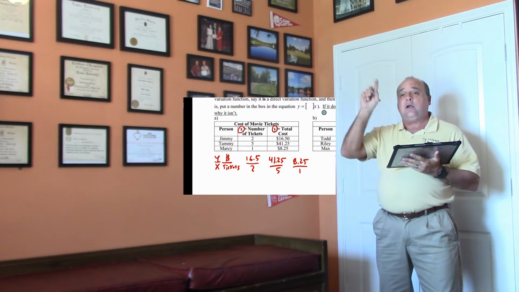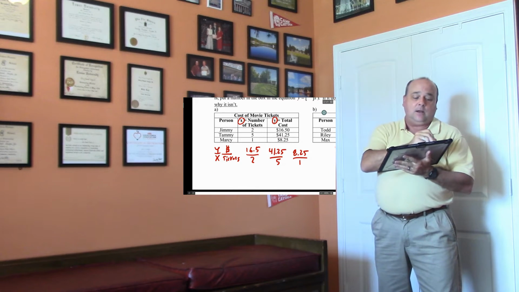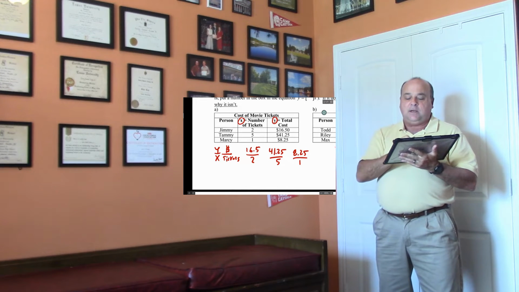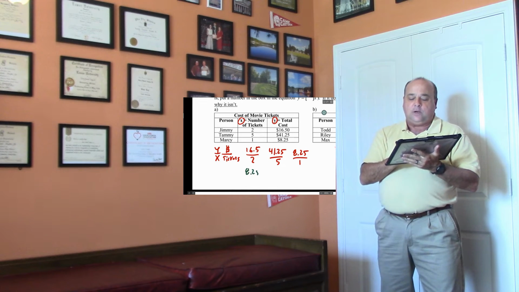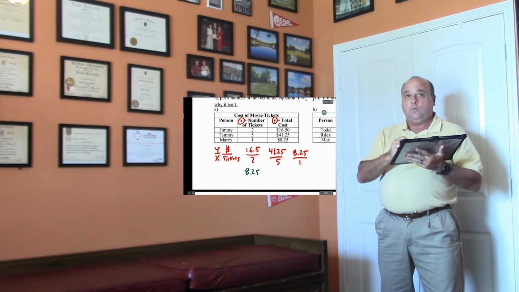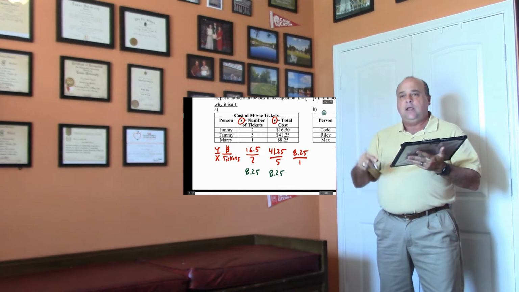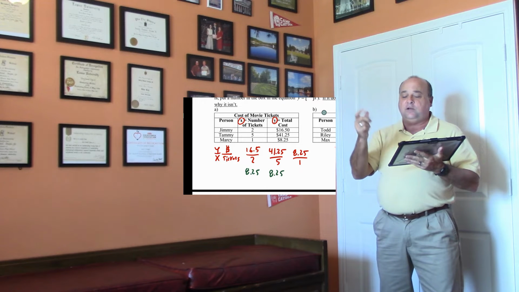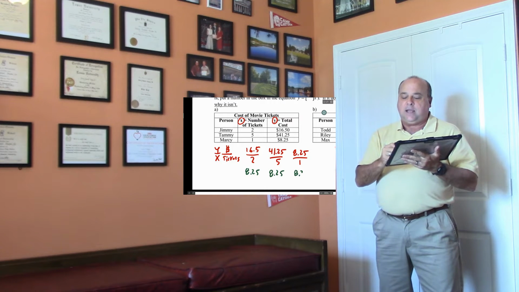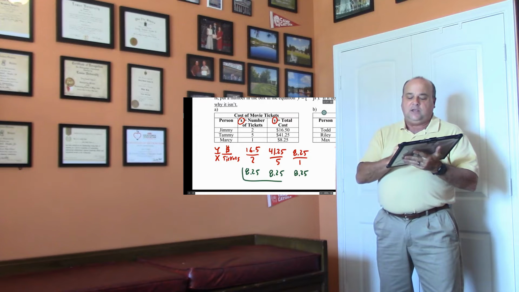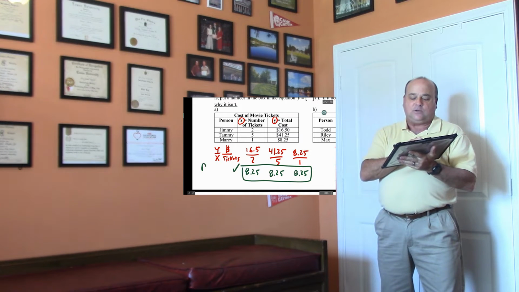Now if you have a calculator, punch each of those into the calculator. This is going to be 8.25. If you punch 41.25 divided by 5, you will get 8.25. And that 8.25 divided by 1 will also be 8.25. So these are all the same. Check, it has direct variation.